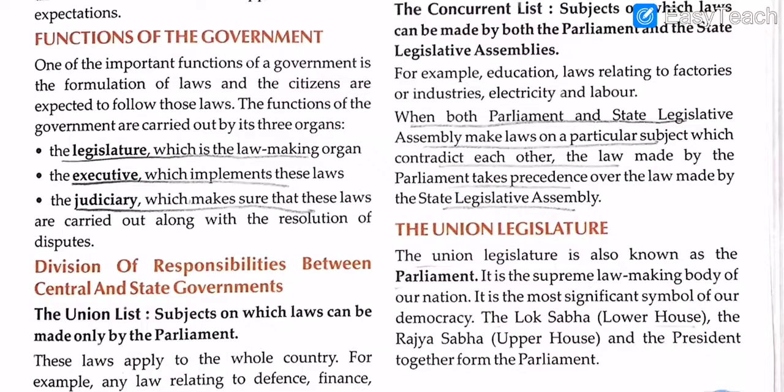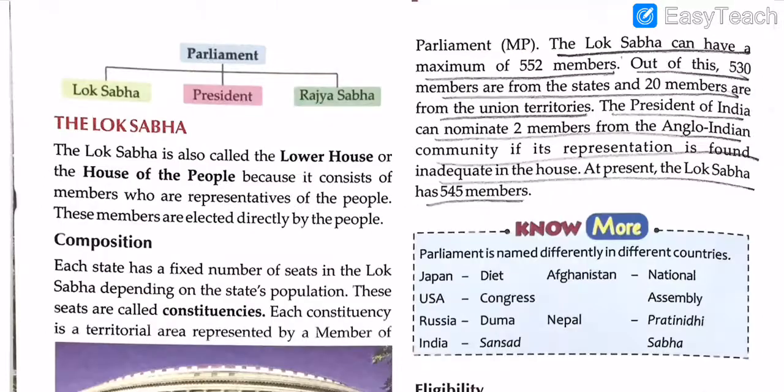Now let's move on to the next thing. So as you can see, I just made a table and it was right here. So parliament is made up of the Lok Sabha, president, and the Rajya Sabha. It's basically what the parliament consists of. And this is what makes the parliament complete.